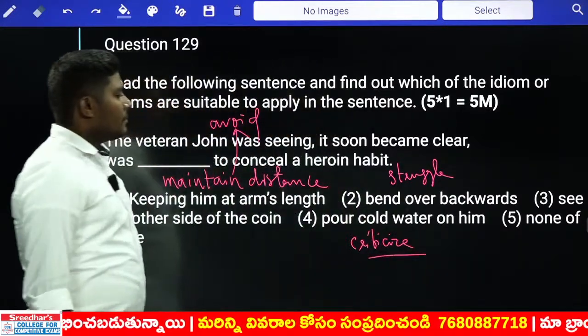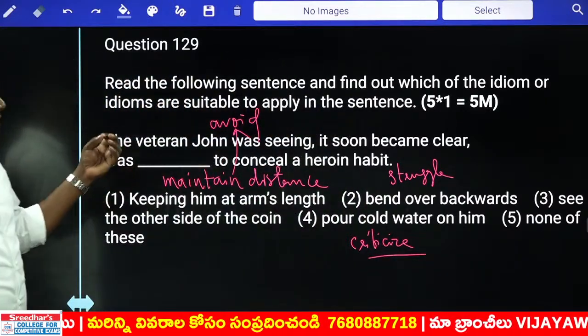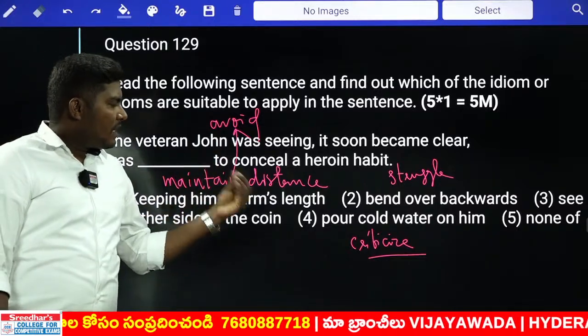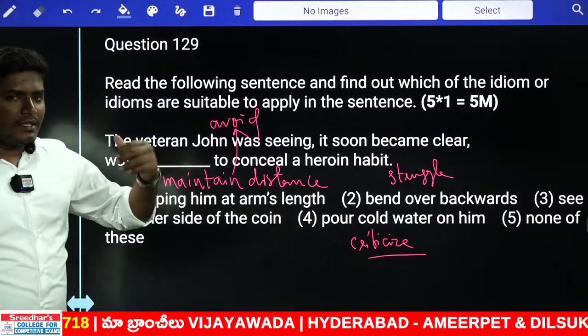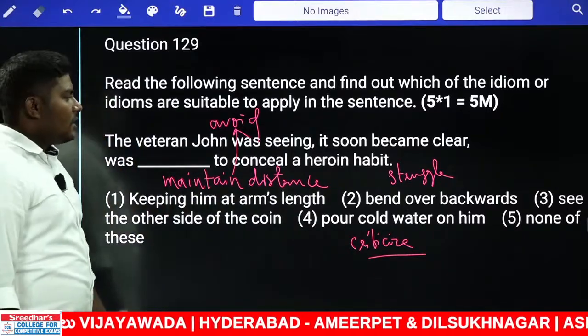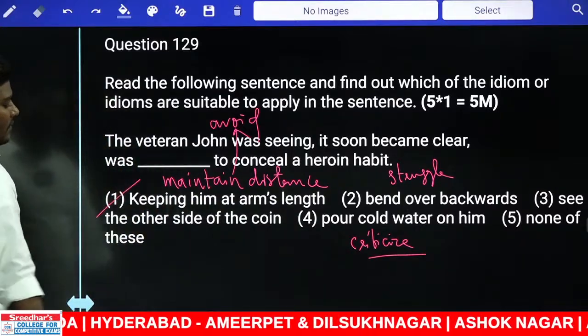To criticize. So out of these four, we are speaking about some person who wants to conceal a heroin habit. That means he wants to keep it away. He doesn't want to use it. Now what is the correct one that we can use? That should go only with the first one.